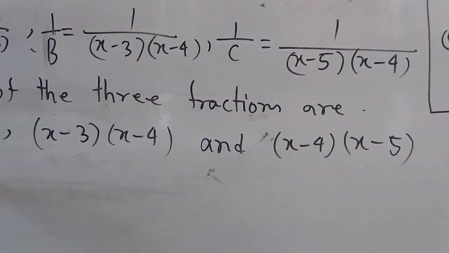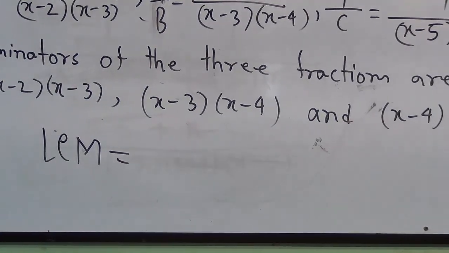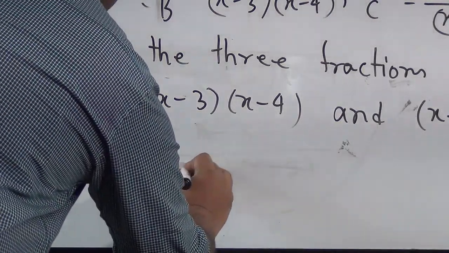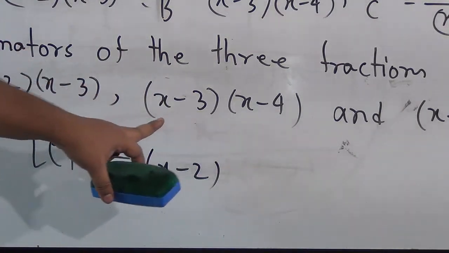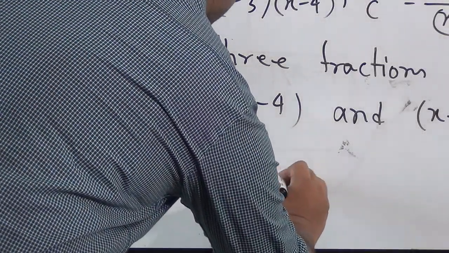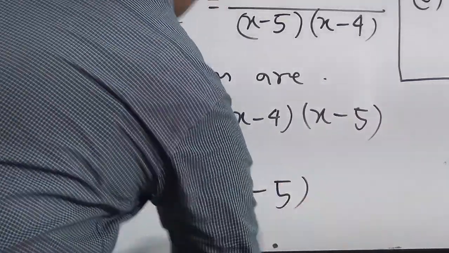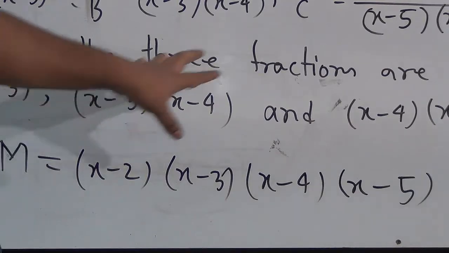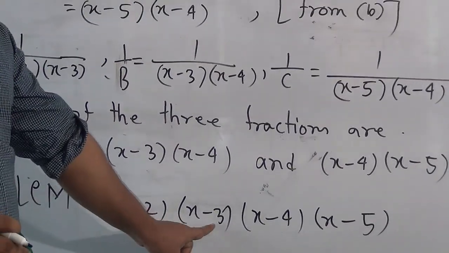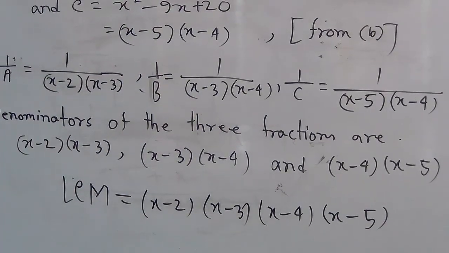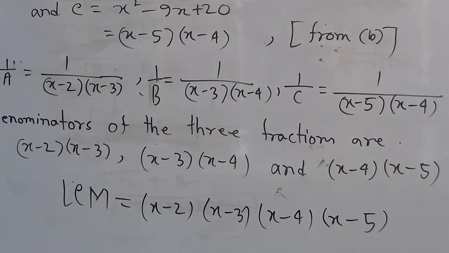LCM means common and uncommon terms. Here you notice x minus 2, so we take x minus 2. Next x minus 3, x minus 3. From these two we take one x minus 3. X minus 3 is already taken. X minus 4, x minus 4, so we take one x minus 4, and x minus 5 is left. So the LCM of the denominators of these three fractions is x minus 2, x minus 3, x minus 4 and x minus 5. As we find the LCM, we can easily find the common denominator terms.